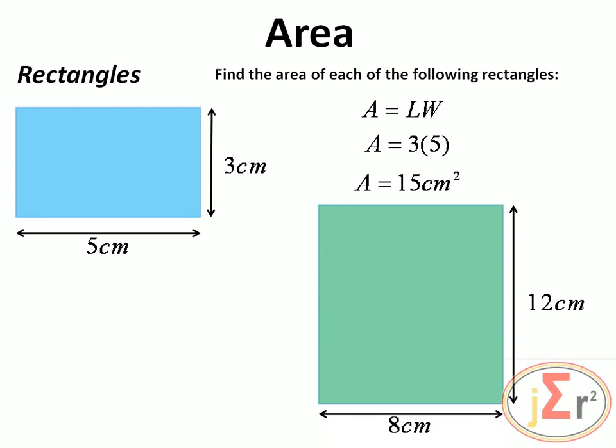And of course, that's another one, a lovely one. So length multiplied by width, 8 times 12, 96 centimeters squared.